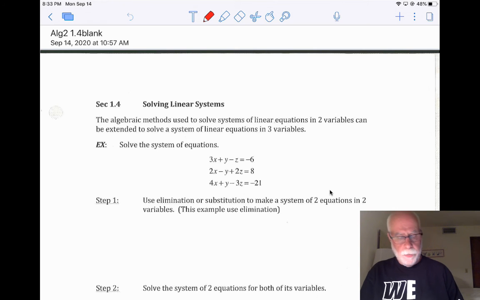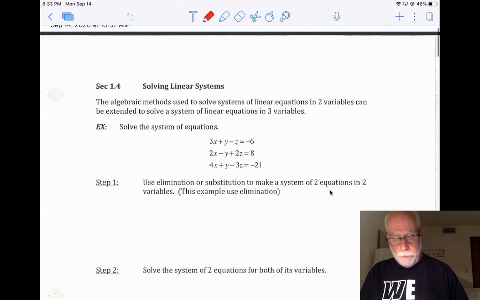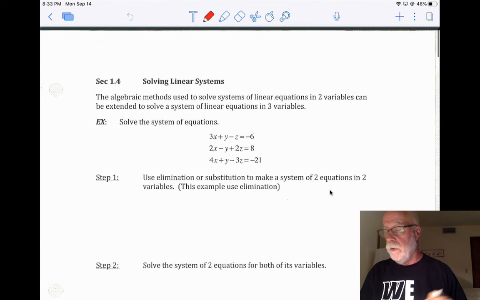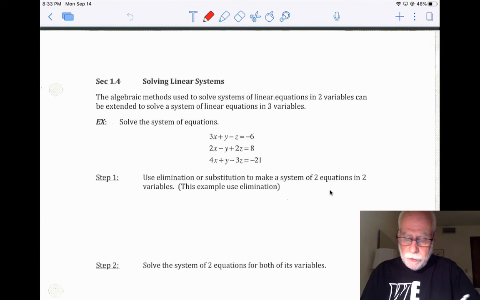All right, ladies and gentlemen, here's, like I said, the notes for section 1.4, and I'm going to go ahead and redo the first section for you, and then we'll go through the rest of it. So what I would like to do again is to show you the first one. So section 1.4, solving linear systems.